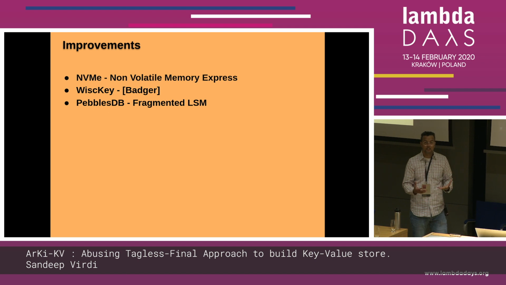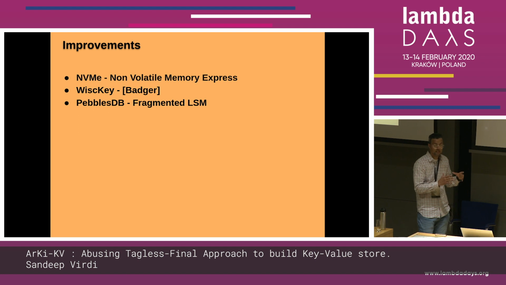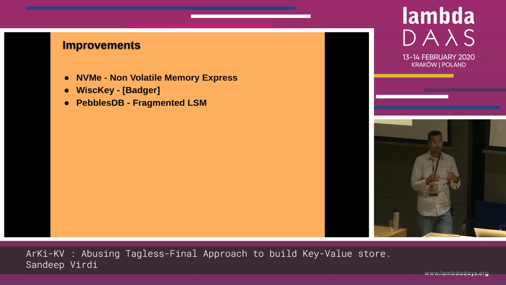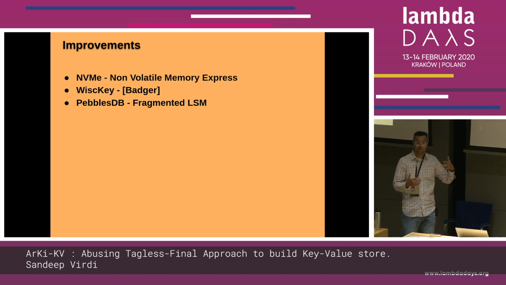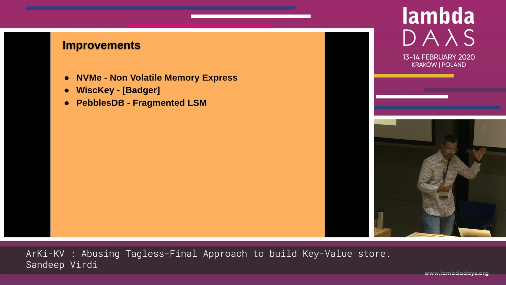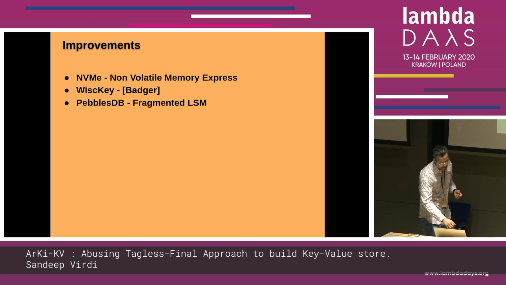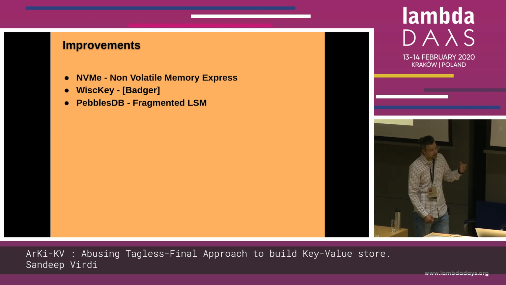WiscKey, this is another paper from the University of Wisconsin. The key idea here is that you separate the keys from the values. The values go into a straight-up log, and the keys are added to an LSM index. Since the keys are small, the data you're writing is small, so the I/O will be less and it'll be more performant. This is actually used in a graph database called Badger. It's written in Golang.